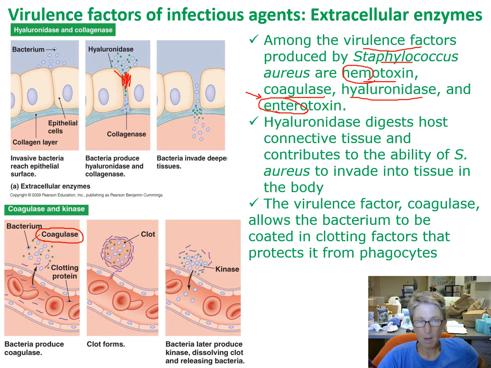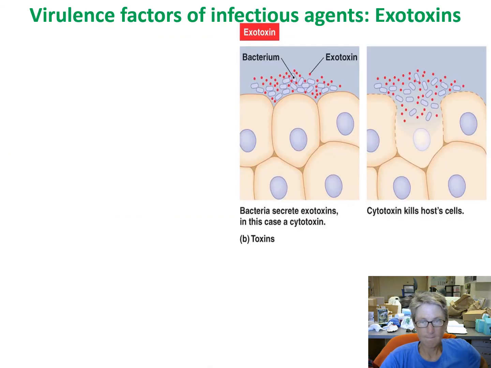And then we talked about what hyaluronidase does. It says here it digests host connective tissue, but it's the connective tissue specifically made of hyaluronic acid. And then we talked about coagulase as a virulence factor. Okay.